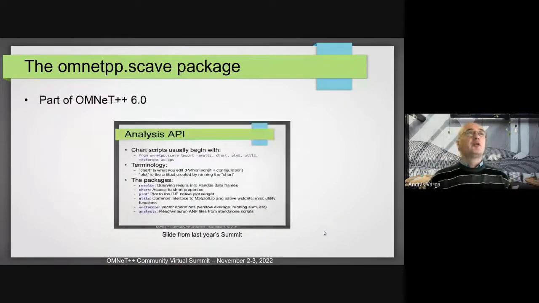Okay, I've already mentioned the OMNeTPP.scave package for analysis, and it was presented last year at the summit. The most useful one is the results package, which allows you to pull OMNeT++ result files into Pandas data frames directly, so you don't have to go over exporting into CSV and importing the CSV from Pandas.